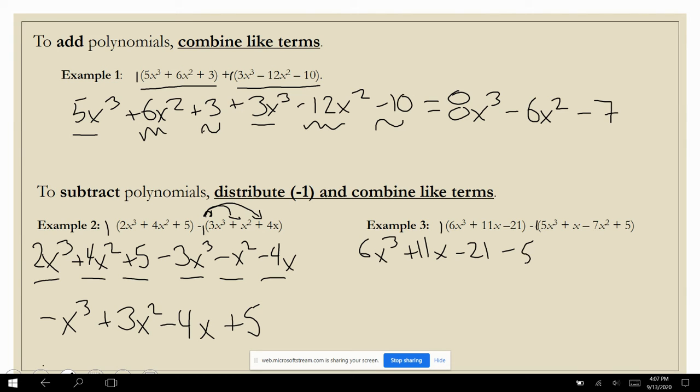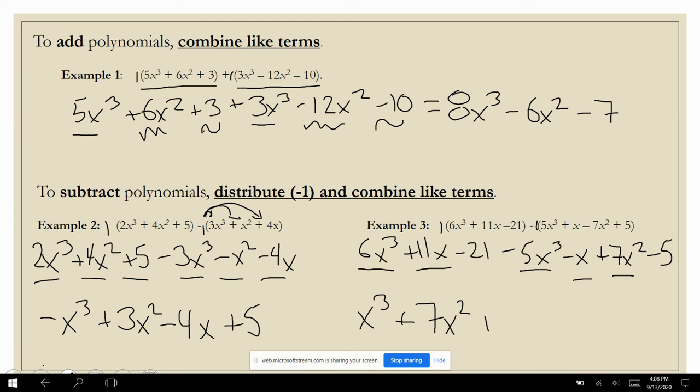So we have negative 5x cubed minus x. Notice here we have a negative 1 times a negative 7. So we have to have a positive 7x squared and then minus 5. Combine like terms. 6x cubed minus 5x cubed is an x cubed. We have one term with an x squared, so plus 7x squared.